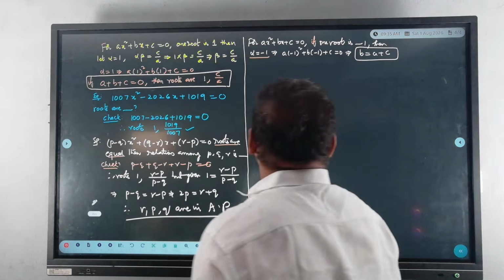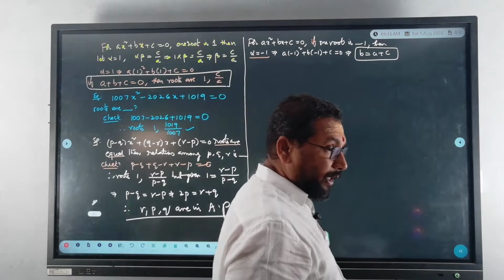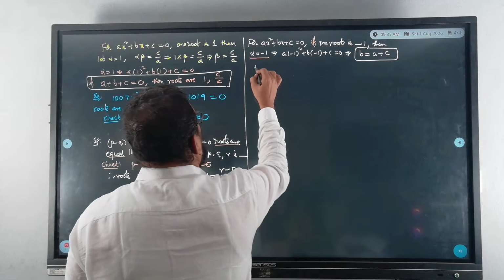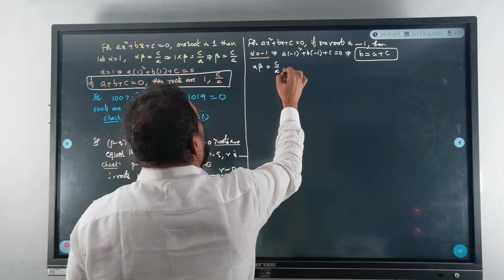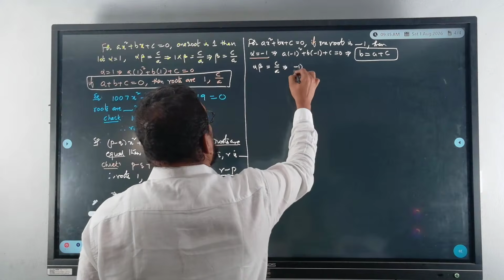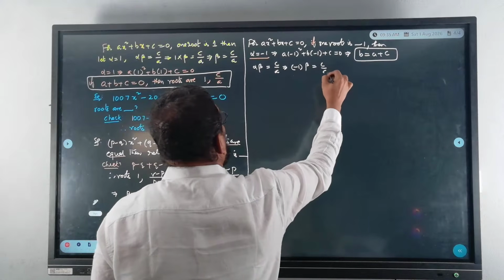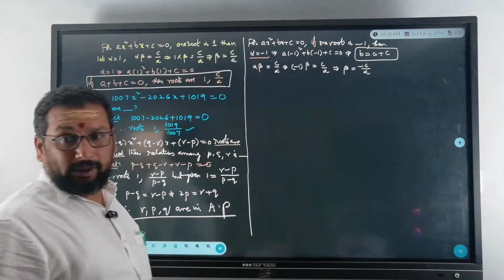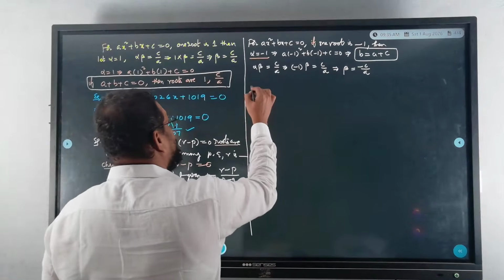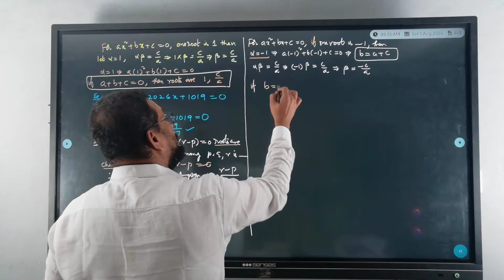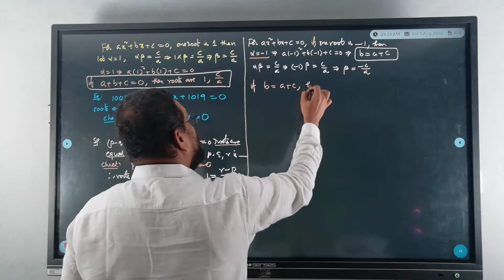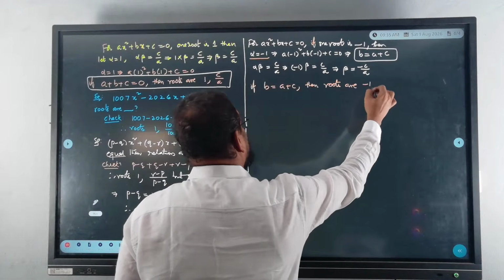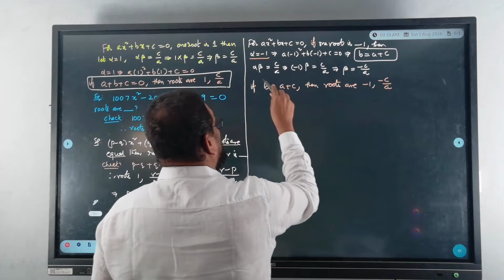So alpha is equal to minus 1, then the condition is b is equal to a plus c. Now you know alpha beta is equal to c by a. Alpha is minus 1, so minus 1 into beta is equal to c by a. Then beta is equal to minus c by a. Now if b is equal to a plus c, then the roots are minus 1 and minus c by a.